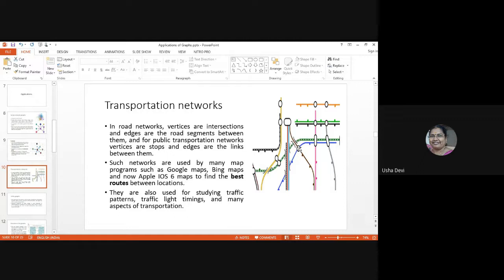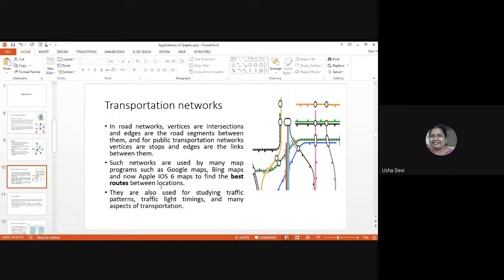It depends on which pathway you are trying to use and which traffic you are going to consider. Sometimes some road is always busy. In such a case, you omit that path and take an alternate path. There should be multiple paths over here. If one route is always busy, you may take an alternate way. Such transportation networks reflect our graphs, and this is used for studying traffic patterns, traffic light timings, and other aspects of your transportation.